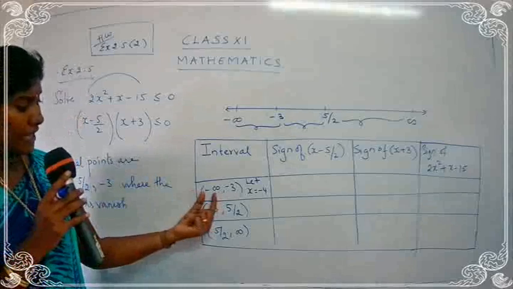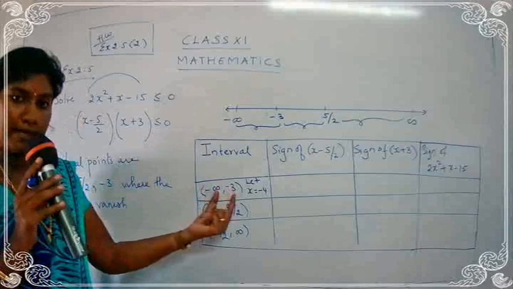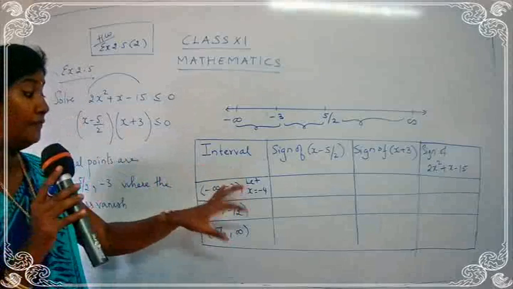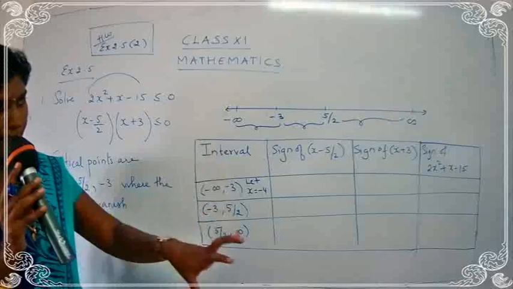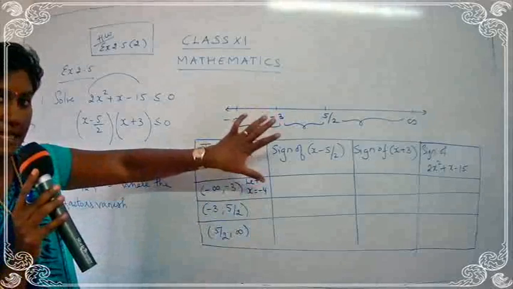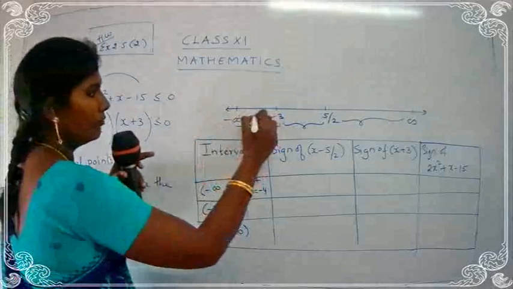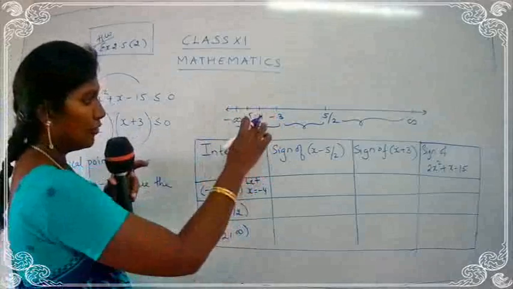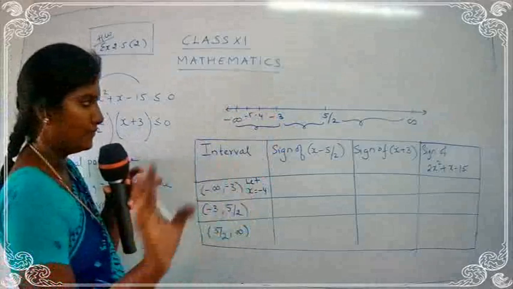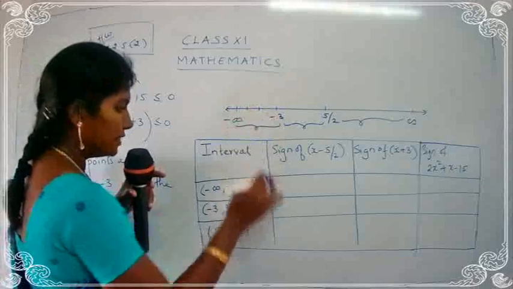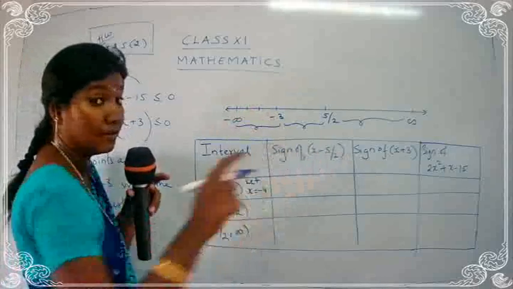So first of all, we have taken the interval minus infinity comma minus 3. What we have done is just chosen a number, that is minus 4, lying in this part. Yes, we know minus 4 is here, minus 5 is there. So I am going to assume one number as minus 4. Now we are going to find out the sign.